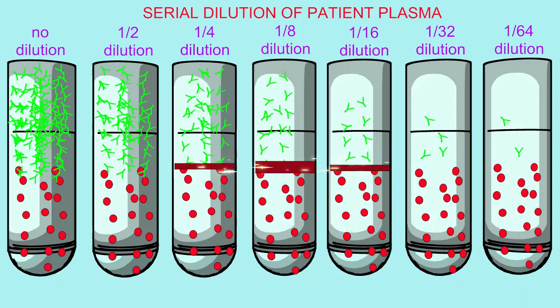The concentration of the antibodies can even be determined, because the higher the concentration of antibody in the patient's plasma, the greater the dilution one would need to obtain this zone of equivalence. And so one can not only test for the presence of these antibodies, but also their concentration.